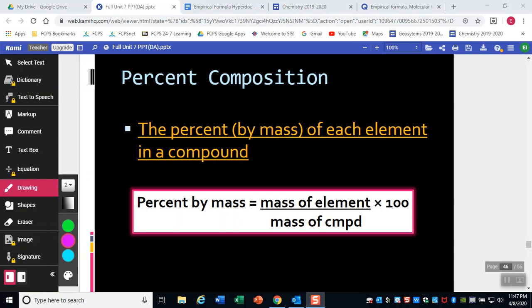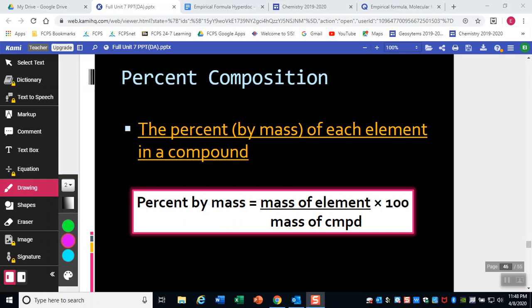Okay, we're going to be talking about empirical formulas today. So we want to review percent composition. That is the percent by mass of each element in a compound. All right, composition is what something's made of.